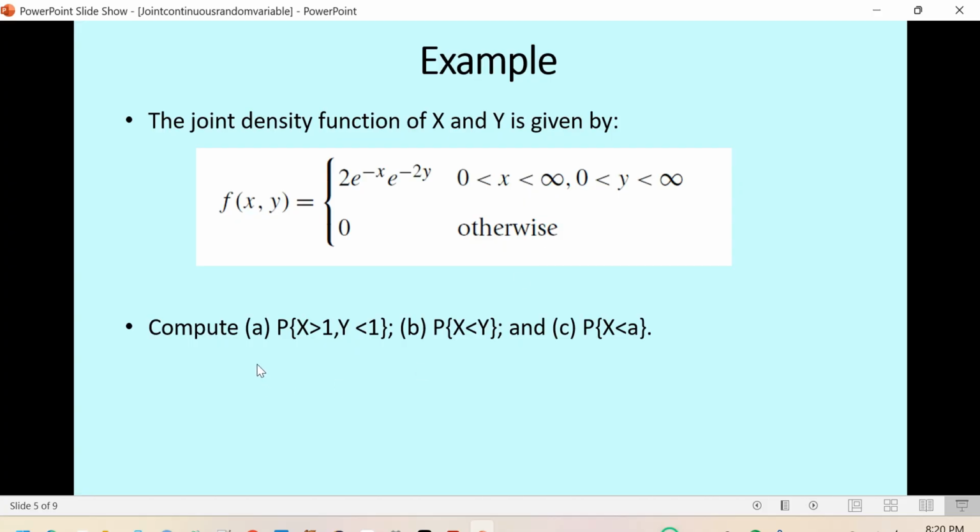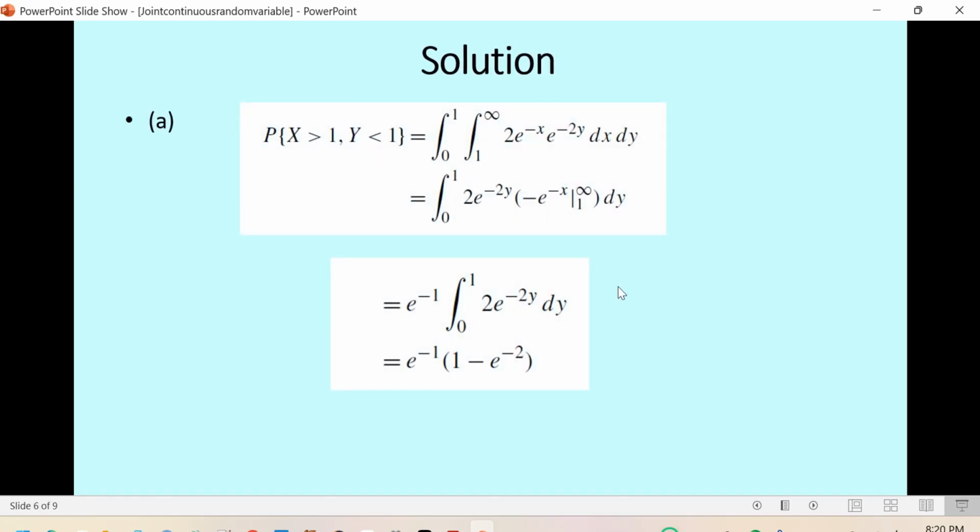Then the question is, first compute the probability of x larger than 1 and y less than 1. This is the simultaneous availability of these two variables. And the second is the probability of x less than y. And the third question is the probability of x less than a, where a is a scalar value. So we make the solution step by step.